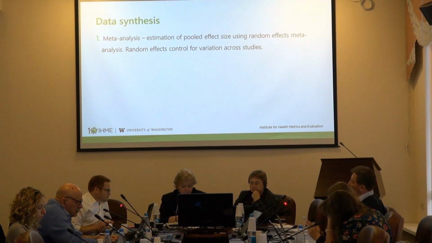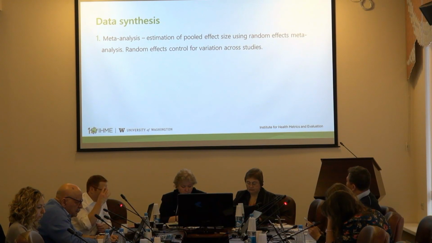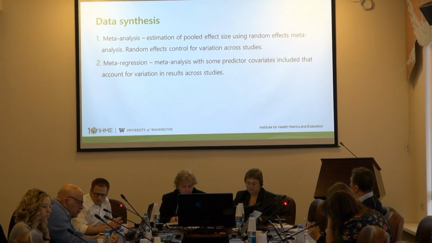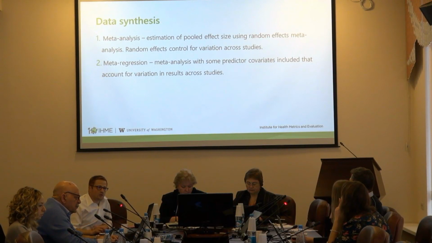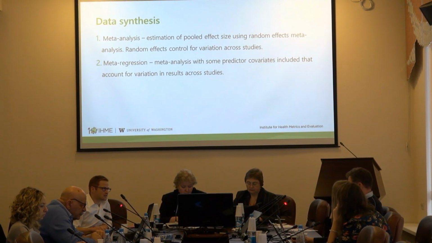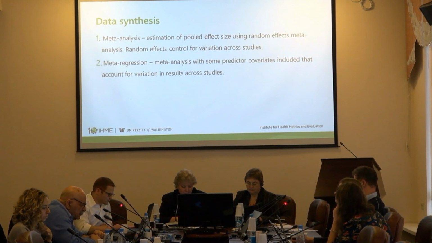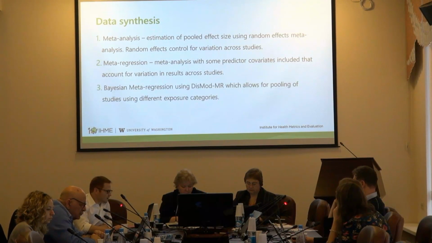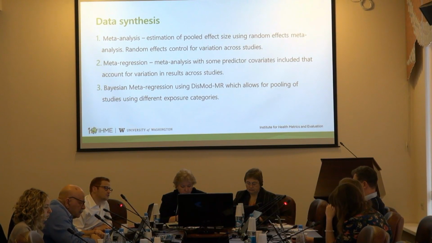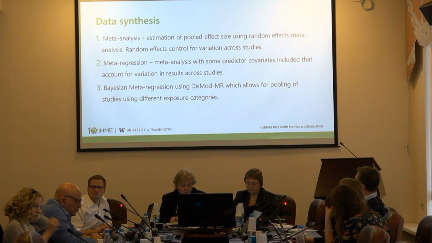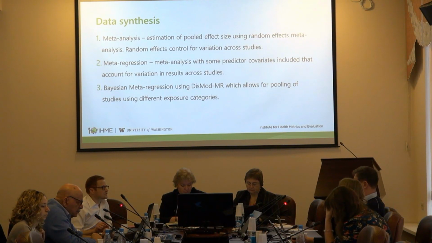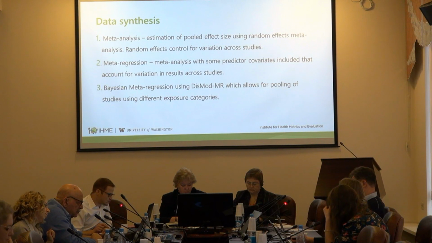In the simplest case, we do a standard conventional meta-analysis. We typically use random effects meta-analysis to control for variation across studies. In many cases, we use meta-regression with predictor covariates that help us explain some variation between studies and maybe help us predict variations in relative risks as well. And there are some cases where we use the DISMOD tool to estimate relative risks. This is typically the case where we have age-specific relative risks and we're trying to estimate the age pattern of relative risks.